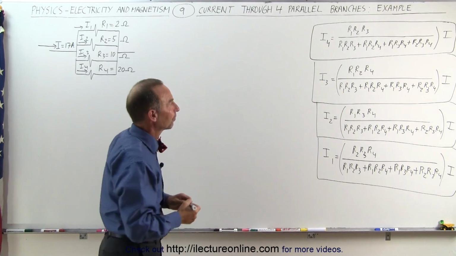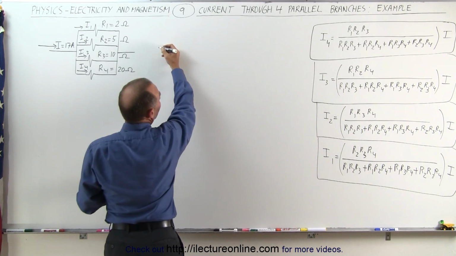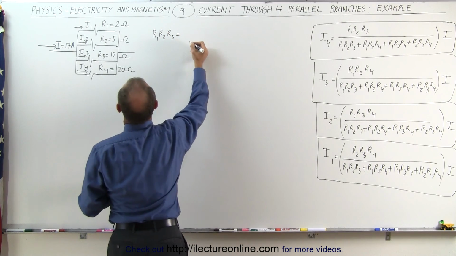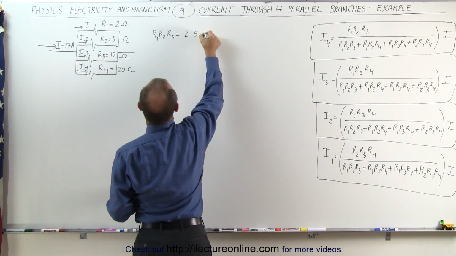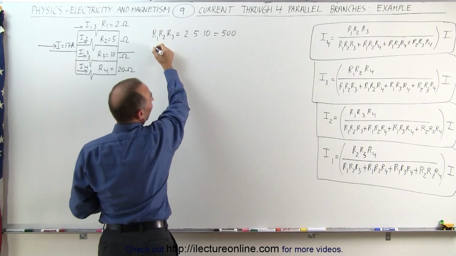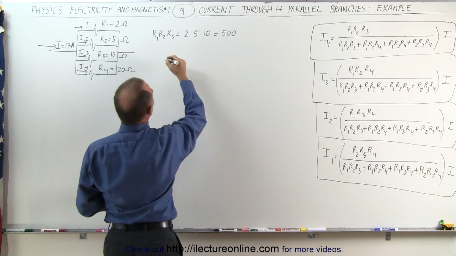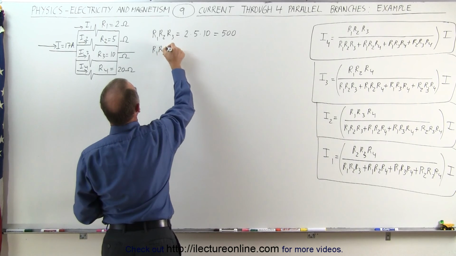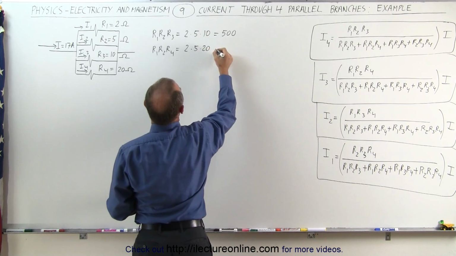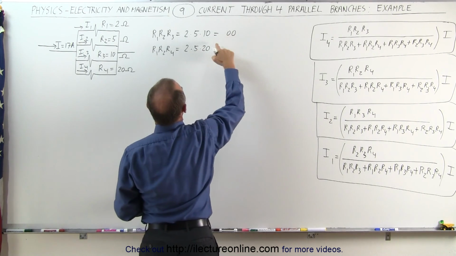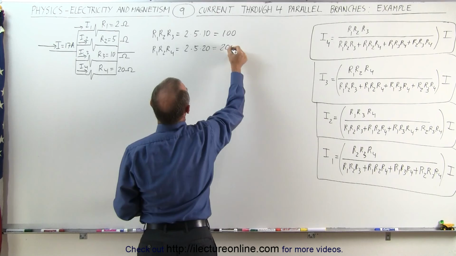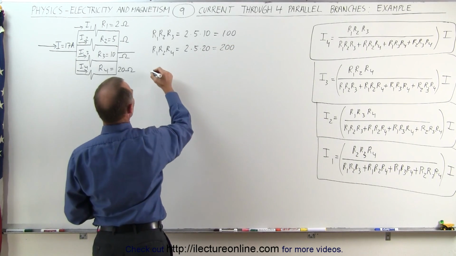We're going to multiply R1, R2, and R3. R1, R2, and R3 together is 2 times 5 times 10, which is 50 times 10, which is 500. Then the next one is R1, R2, and R4, which is 2 times 5 times 20. Oh, am I doing this right? No, let's take that back. That's not 500, that's 50 times 2, which is 100. R1, R2, R4 is 200.